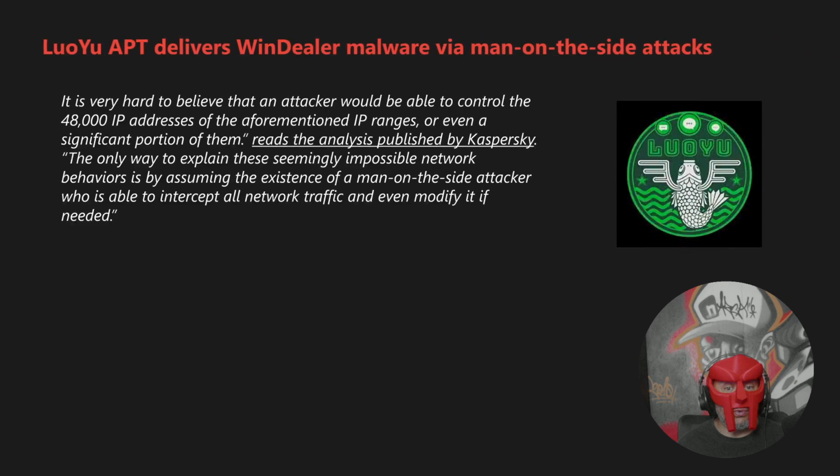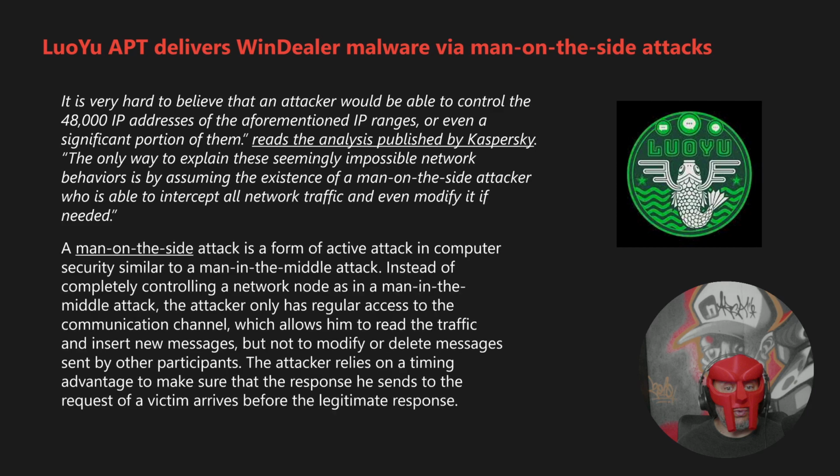It is very hard to believe that an attacker would be able to control the 48,000 IP addresses of the aforementioned IP ranges, or even a significant portion of them, reads the analysis published by Kaspersky. The only way to explain these seemingly impossible network behaviors is by assuming the existence of a man-on-the-side attacker who is able to intercept all network traffic and even modify it if needed.